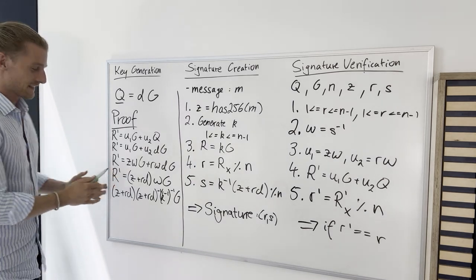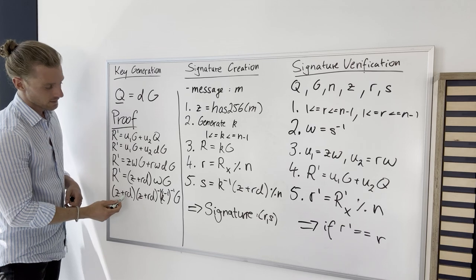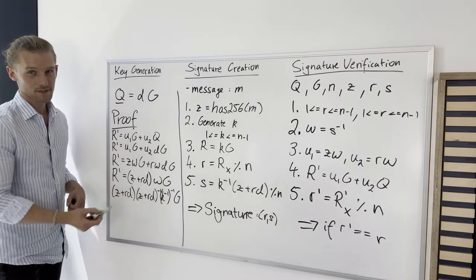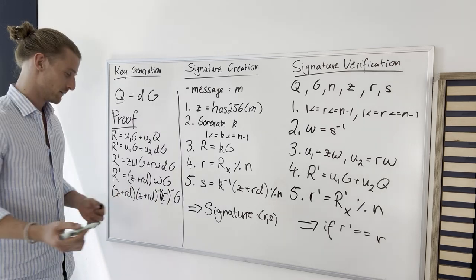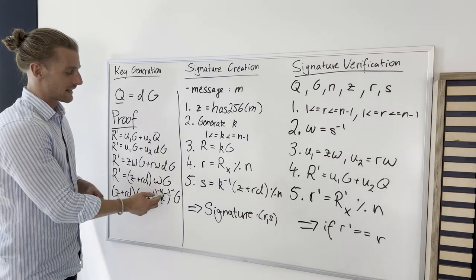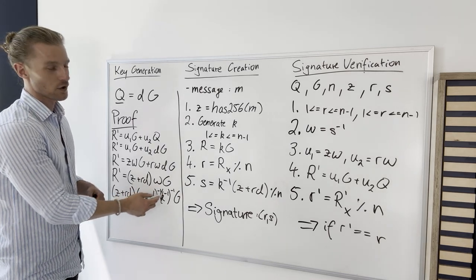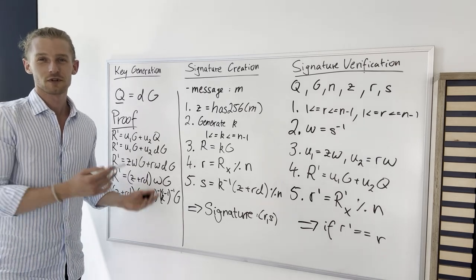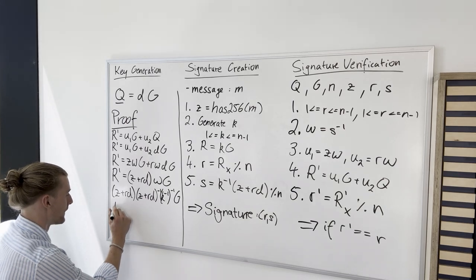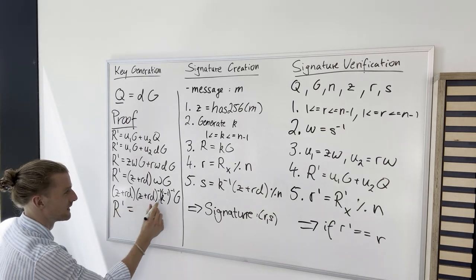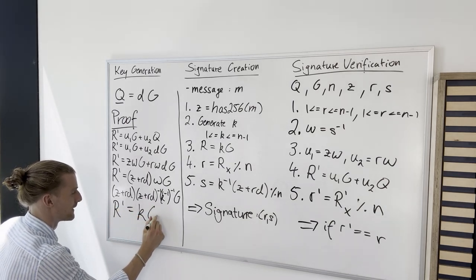But what this essentially is, is an element multiplied by its inverse, which cancels out to be the identity element. And then we also have the inverse of an inverse, which is just the original element itself. So this leaves us with R apostrophe equal to KG.